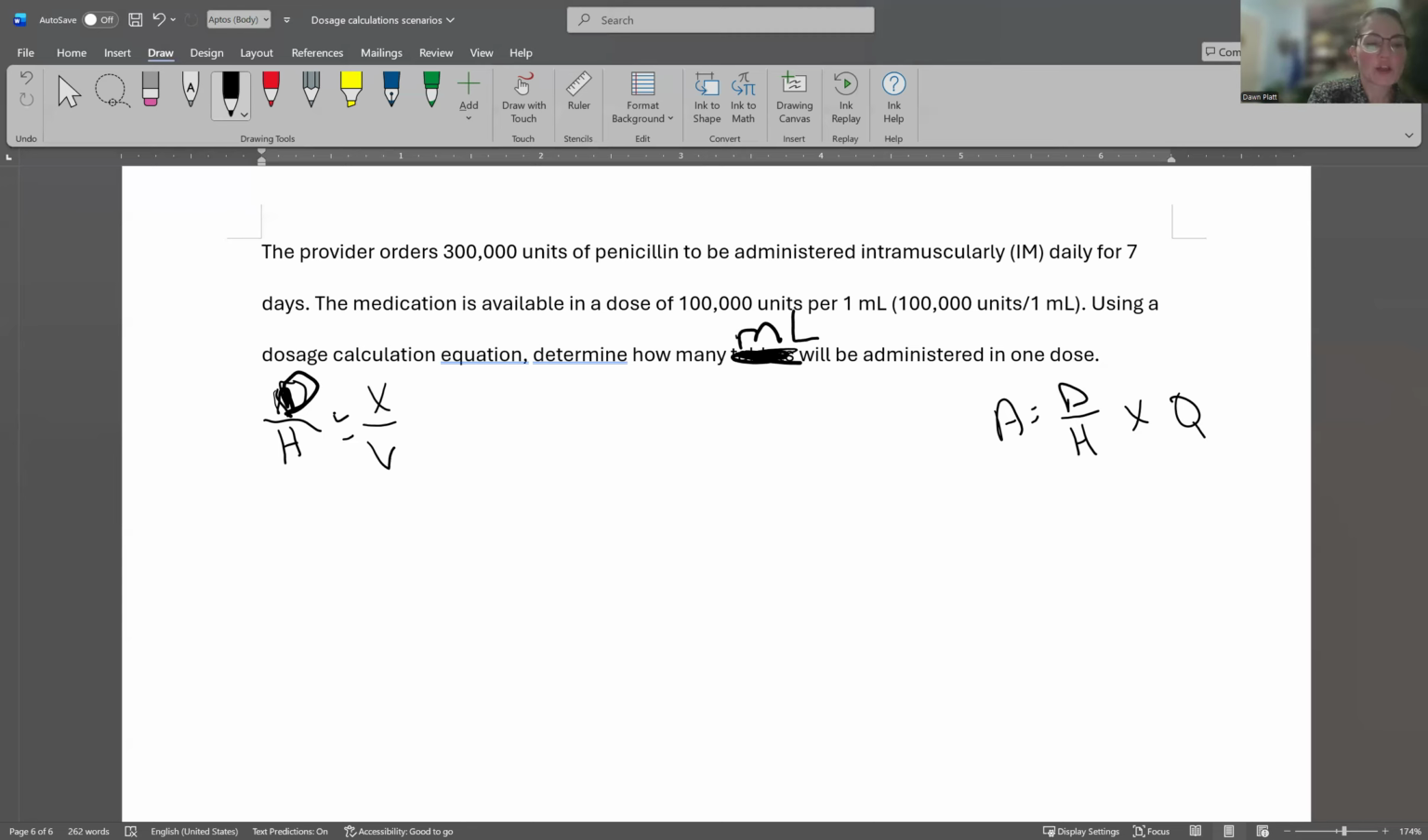The doctor orders 300,000 units. And when you write units, you don't just put U. You're going to write units out. That's one of the things in dosage calculations that you don't abbreviate, the unit, because it can be misconstrued as the abbreviation for microgram, and it's also been confused with a zero or something else.